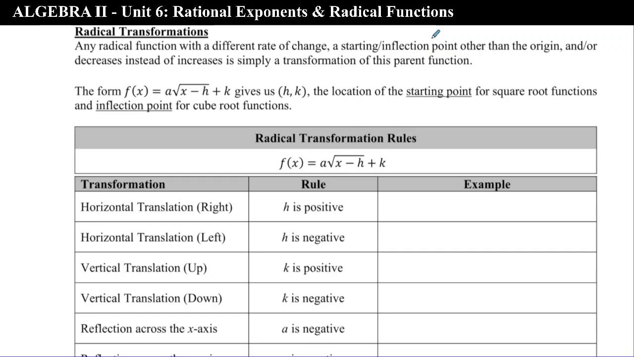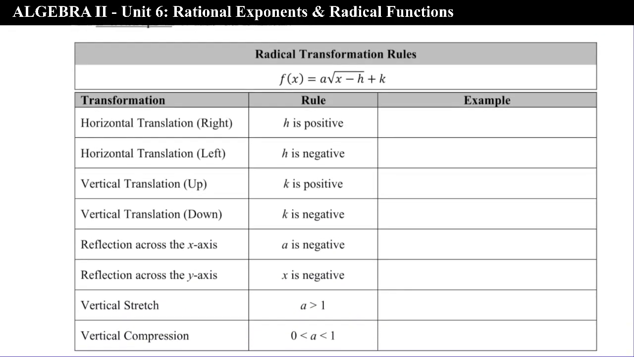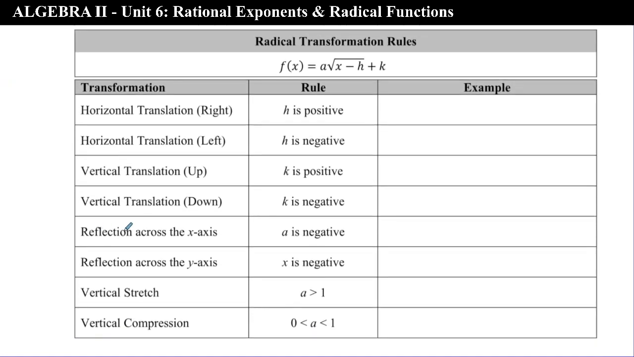So we have this form, and it gives us h, k, and the h, k here is the location of the starting point for square root functions and the inflection point for cube root functions. So here we have all the rules for the transformations, and it's the same rules that we have dealt with for other functions. If h is positive, we have a translation to the right. If h is negative, we have a translation to the left.